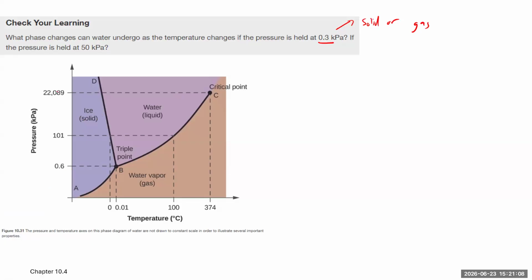Solid and gas. Okay. What if it's held at 50? 50 is up here somewhere. We could just guess it's right here. So what phases could it be?